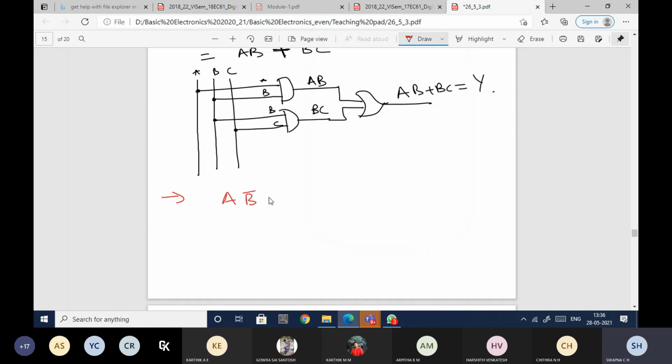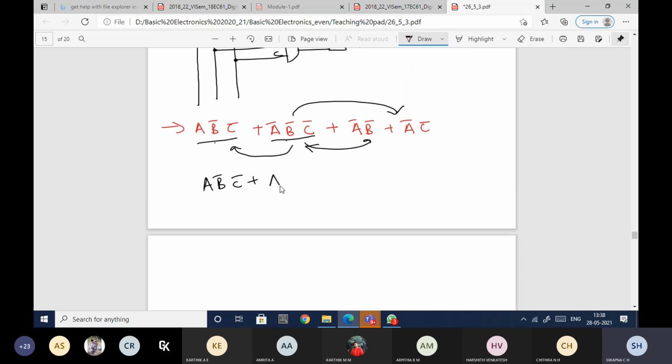A B bar C bar plus A bar, let me write this properly. A B bar C bar plus A bar B bar C bar plus A bar B bar C bar plus A bar B bar C bar plus A bar B bar plus A bar C bar.